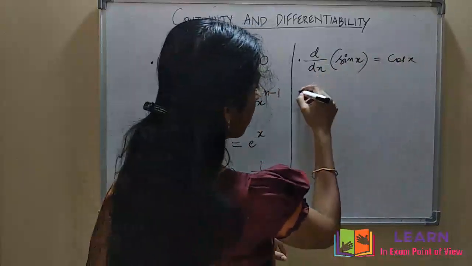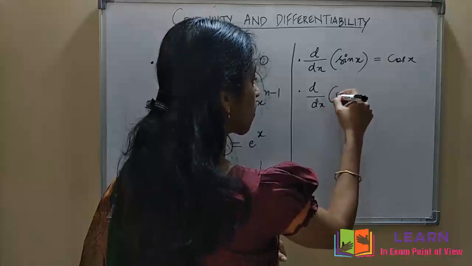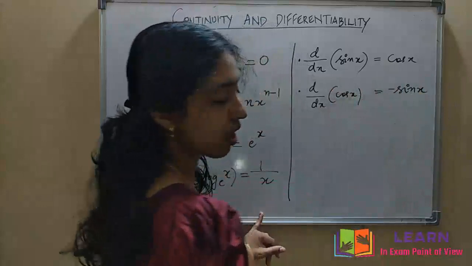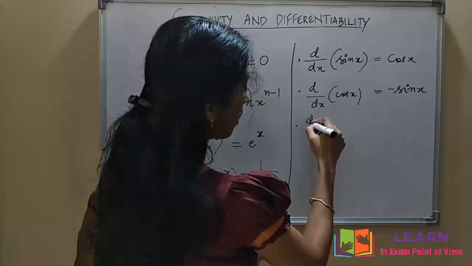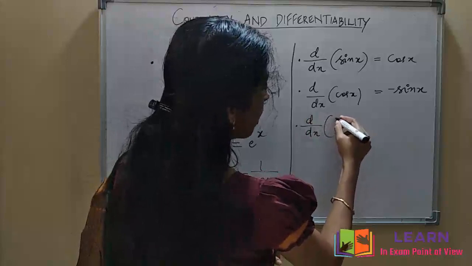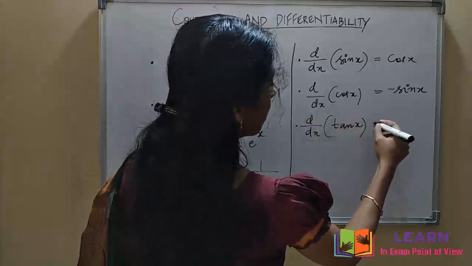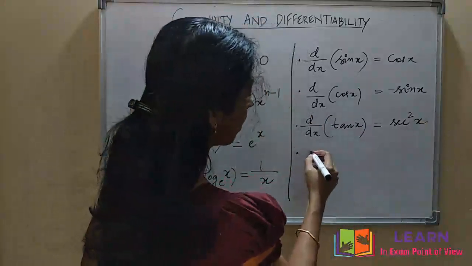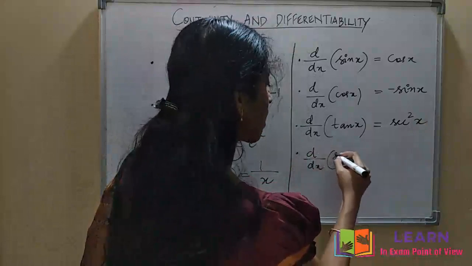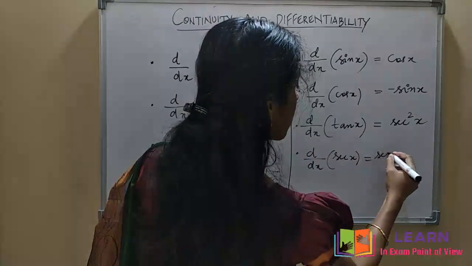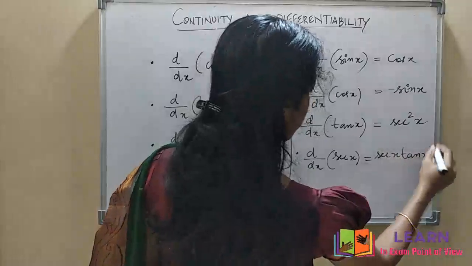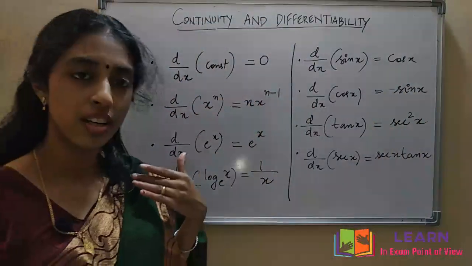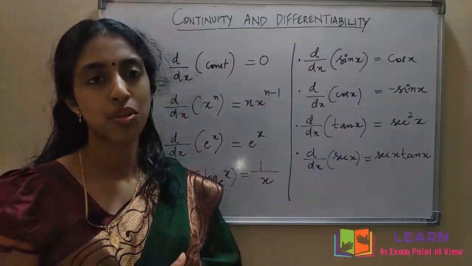Then d by dx of cos x will be what? It will be minus sin x. There will be a negative sign, you should remember. Then d by dx of tan x is sec square x. Then d by dx of sec x will be sec x tan x. These are some basic formulas. You have to study these formulas in order to move on to solve the problems.